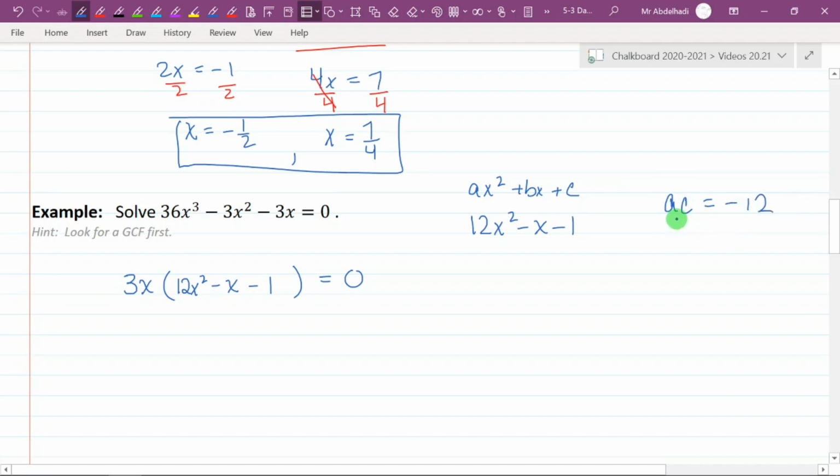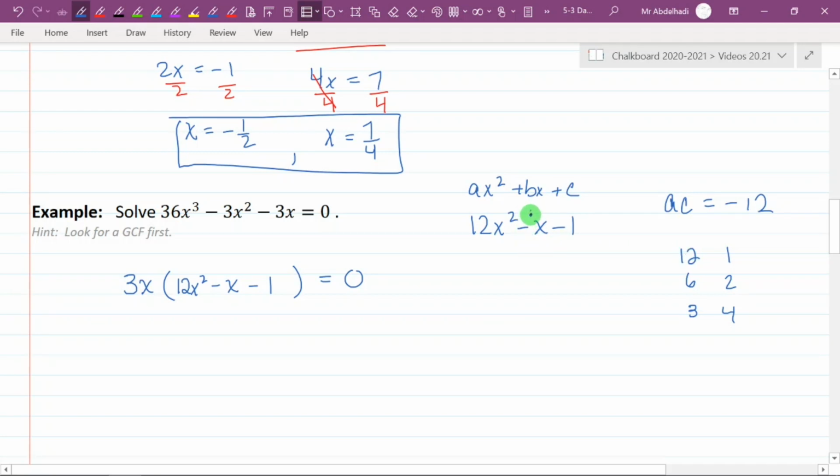I need two numbers that multiply to give me negative 12, two factors of negative 12 that add to give me negative 1. So you can think about the factors of 12, without worrying about which sign is which. 12 times 1, 6 times 2, 3 times 4, and that's pretty much it, right? So which ones of these have either a sum or a difference of negative 1 here?